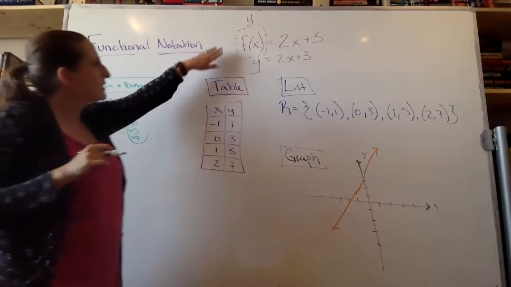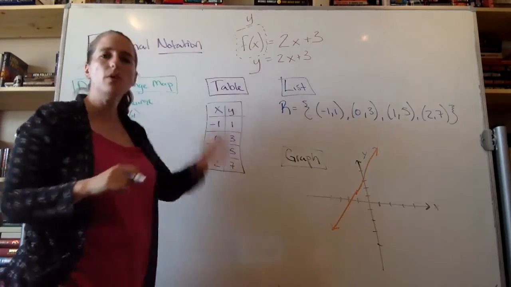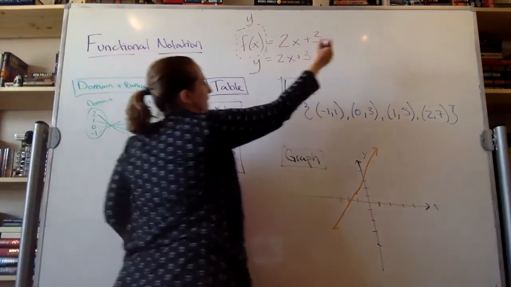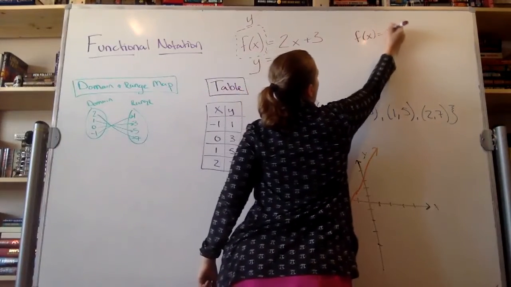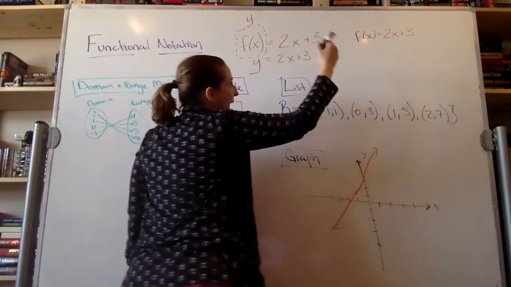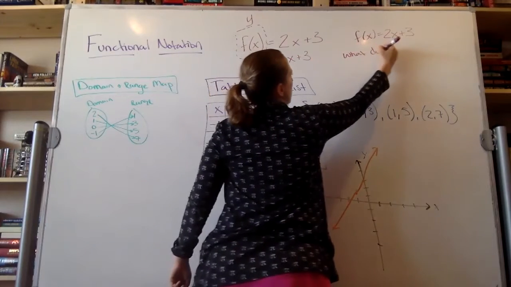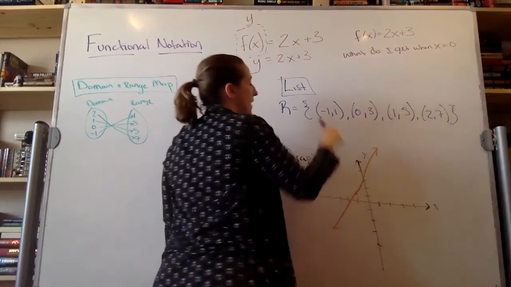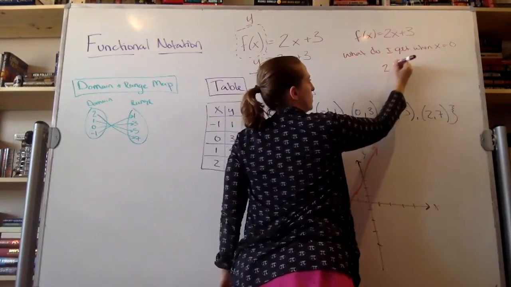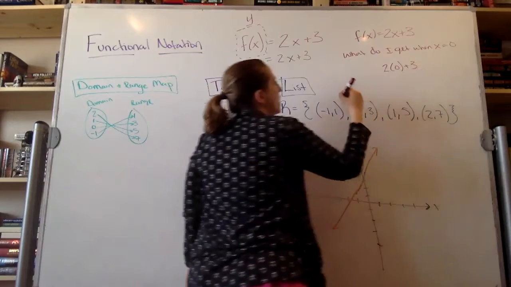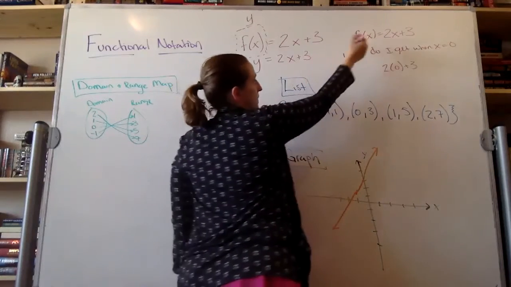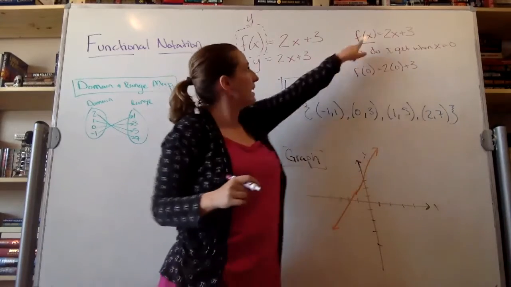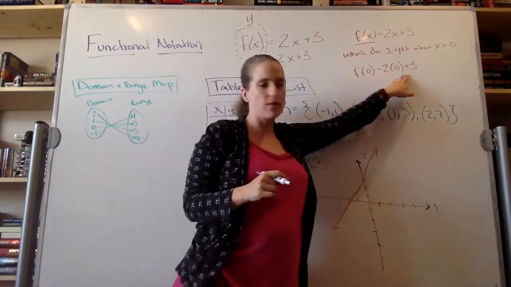So what's the advantage of writing this as f of x as opposed to y? Well, functional notation just has some nice shorthand, okay? So if I have this written as f of x equals 2x plus 3, and I want to know what do I get when x equals 0? Well, that means I'm plugging in x equals 0. I'm doing 2 times 0 plus 3. Well, instead of having to write what do I get when x equals 0, functional notation lets me ask what is f of 0? That's literally saying take this x, replace it with 0 everywhere in your equation.